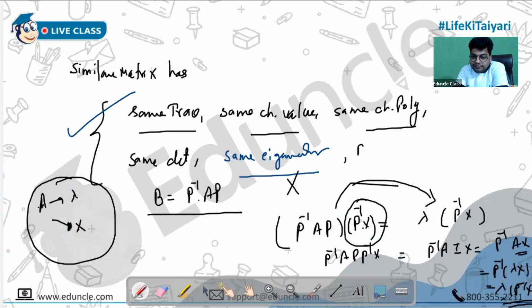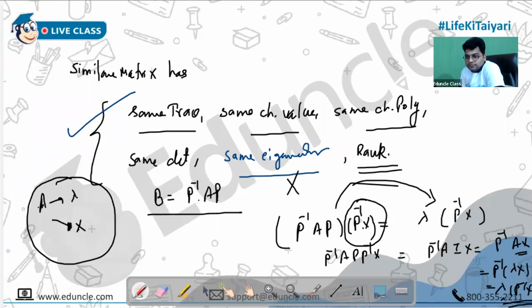eigenvectors. What about rank? Shivani is saying, sir, similar matrices have the same rank. Is this right or wrong? Similar matrices have the same rank. Is this true or false? How can you say it is true?